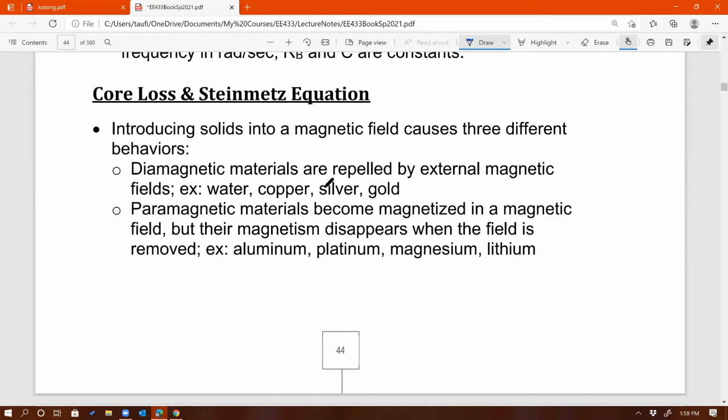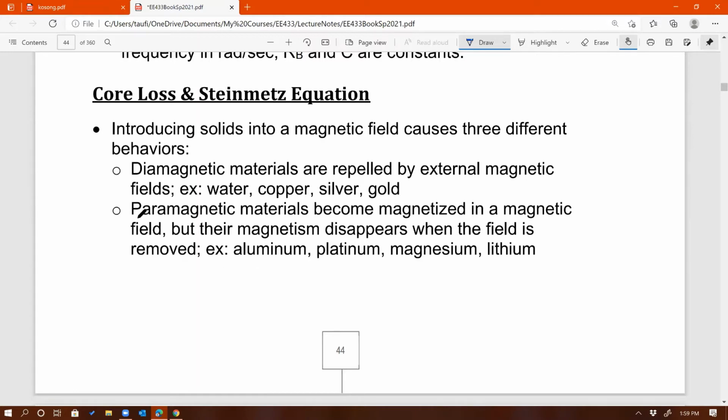Diamagnetic materials are repelled by external magnetic fields. Examples of these materials are water, copper, silver, and gold. So these are repelled by an external magnetic field.